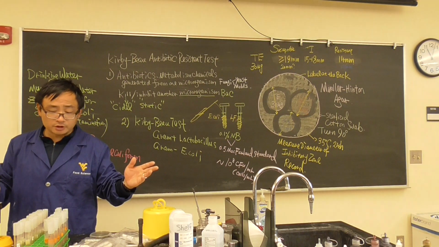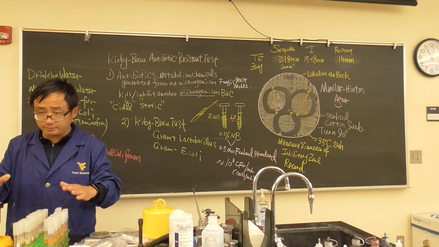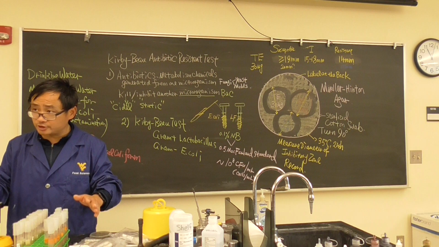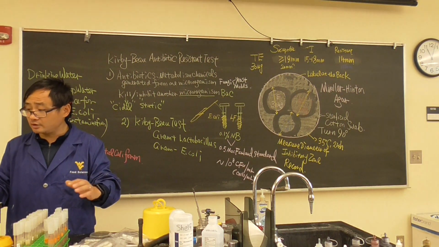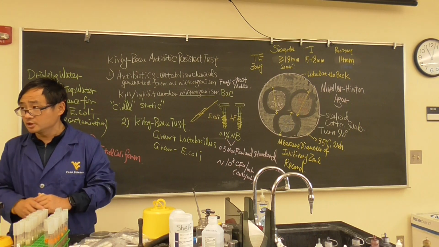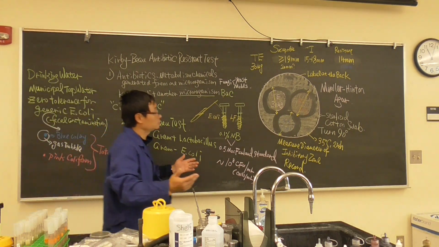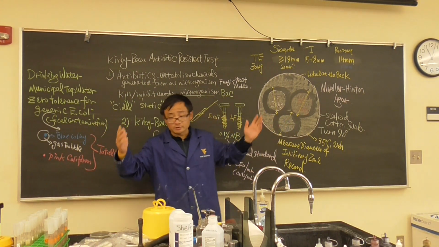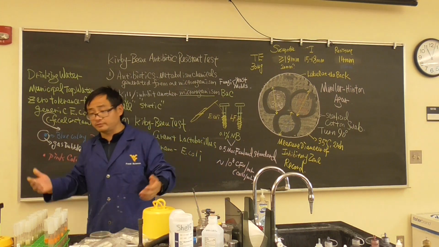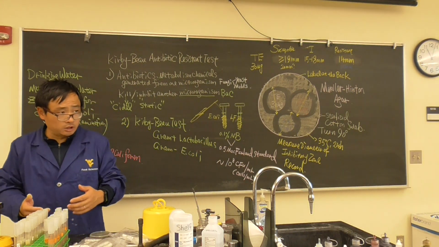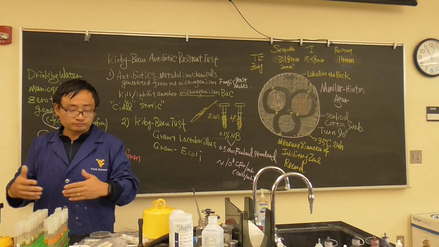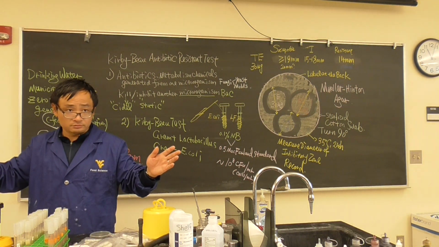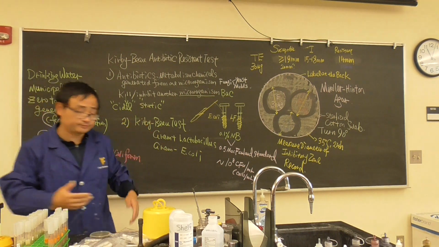So what are we going to do today? We're going to prepare the Kirby-Bauer test and do the incubation. Then on Thursday, you come back to measure it. I'll have the ruler on the bench, you just measure. The ruler is just a general ruler, a regular ruler like you'd use for math class. Then next week, Tuesday, we'll talk about the results. Okay? So go ahead and do it.